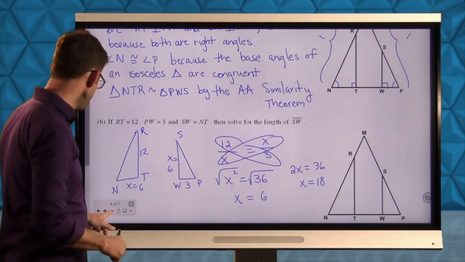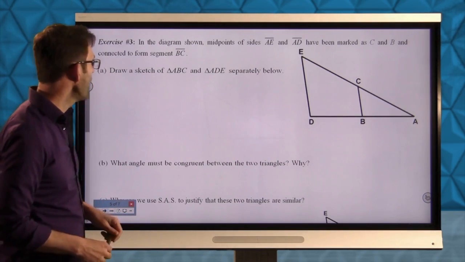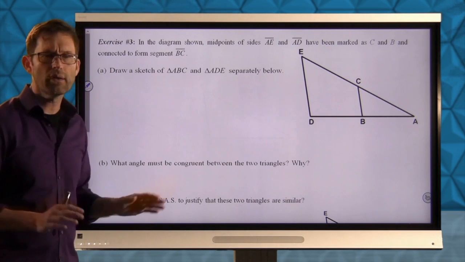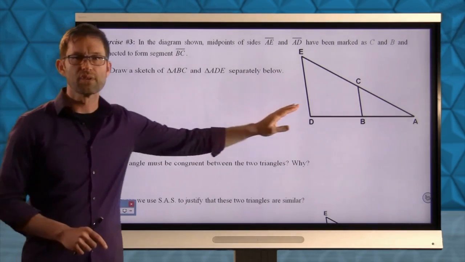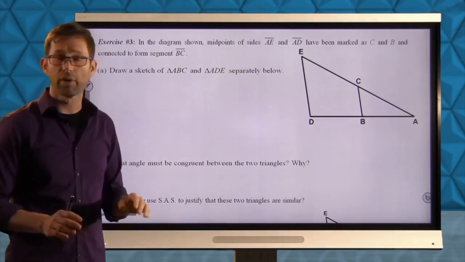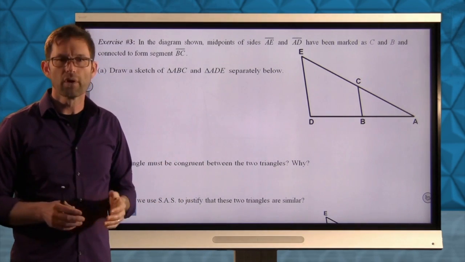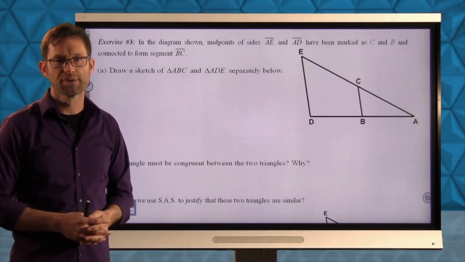All right, let's move on. Exercise number 3. In the diagram shown, midpoints of sides AE and AD have been marked as C and B and connected to form segment BC. Draw a sketch of triangle ABC and ADE separately. All right, so why don't you go ahead and do that. Draw pictures of ABC and ADE separately. They don't have to be perfect, all right, but try to make them look like they're similar triangles.